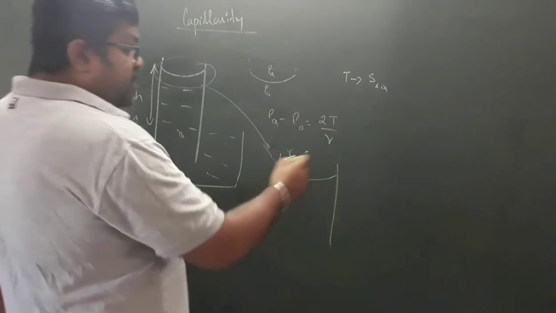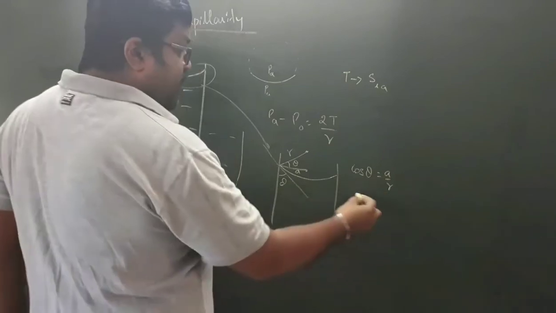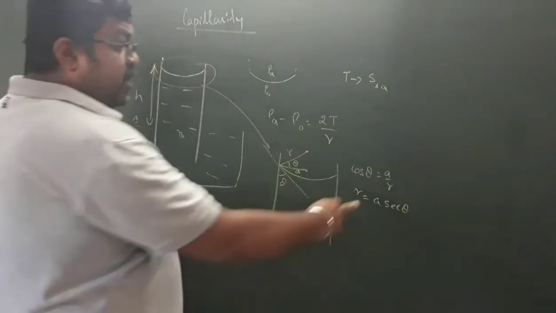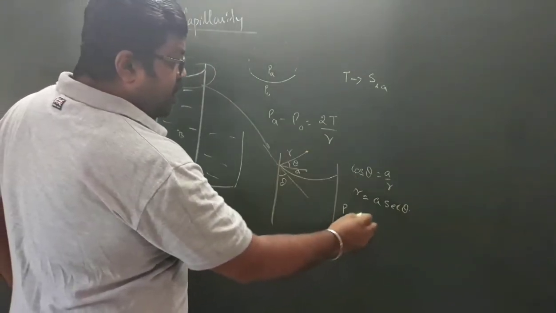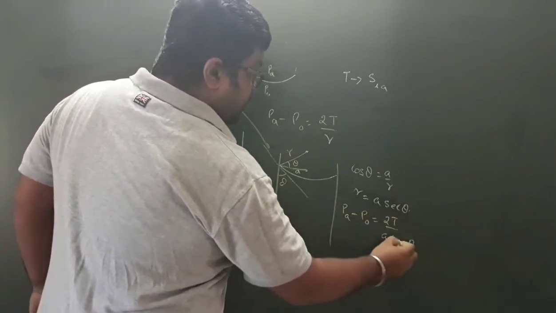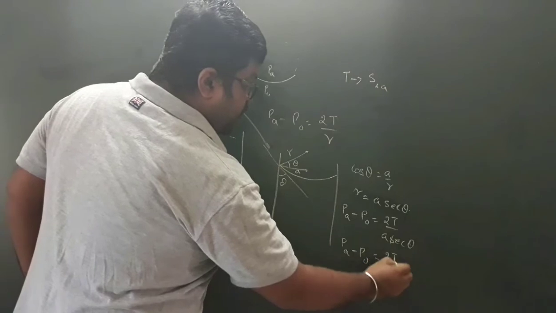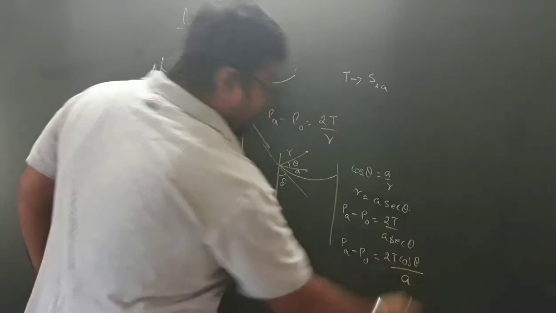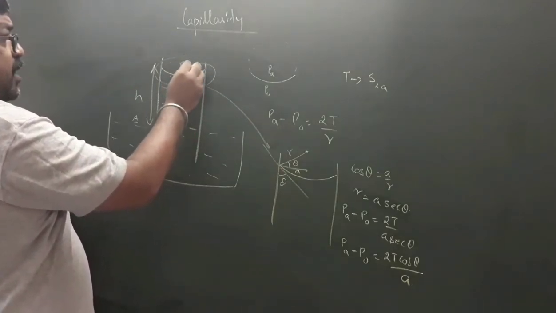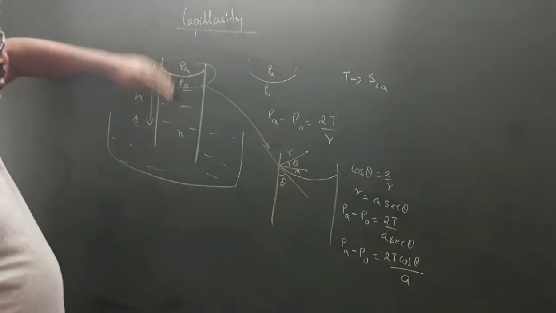So from this triangle I can write cos theta is equal to A by R, or R is equal to A sec theta. If I substitute this value over here, I have PA minus P0 is equal to 2T by A sec theta, or I can write it as PA minus P0 is equal to 2T cos theta by A. Now this is PA, atmospheric pressure, and this is P0, pressure just below the meniscus.